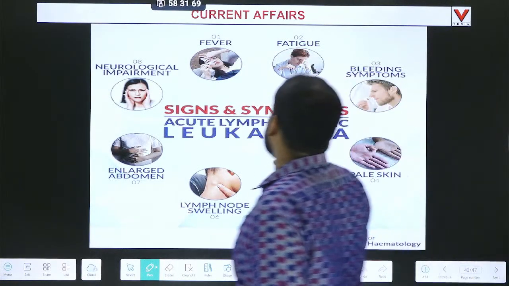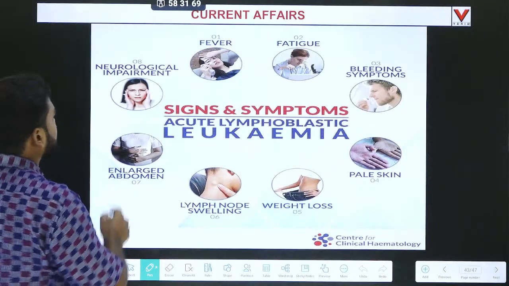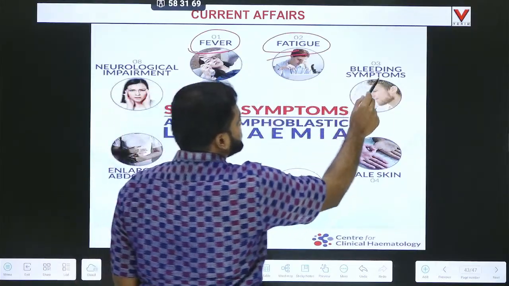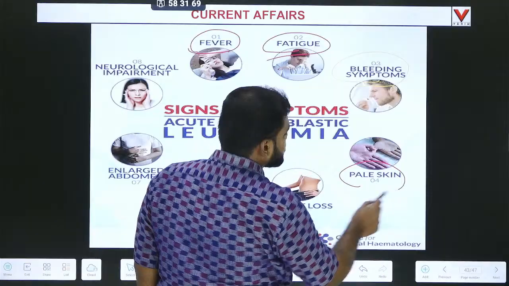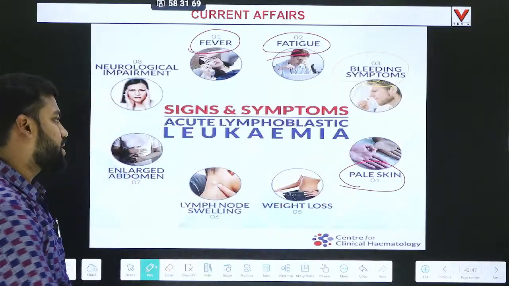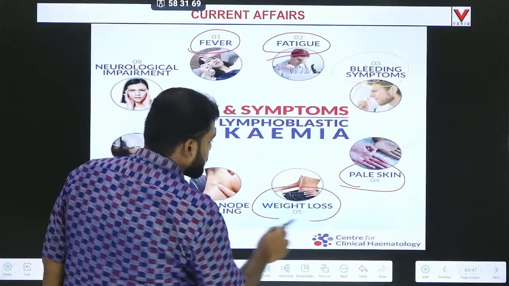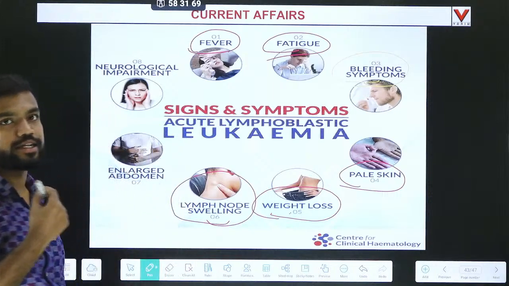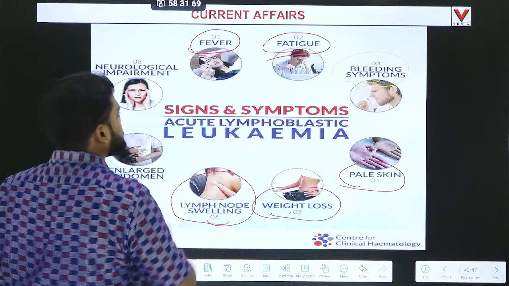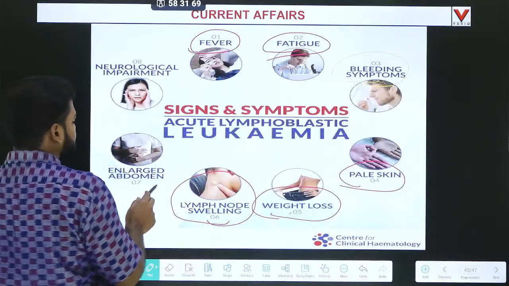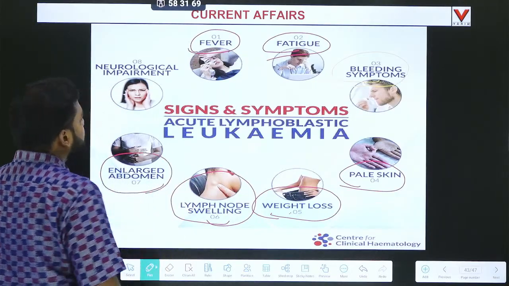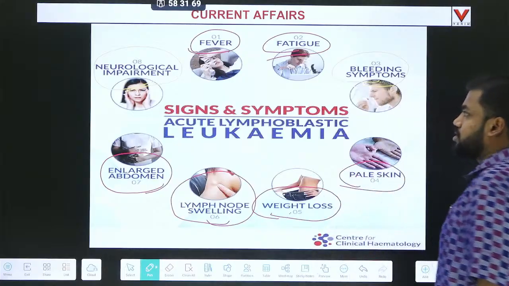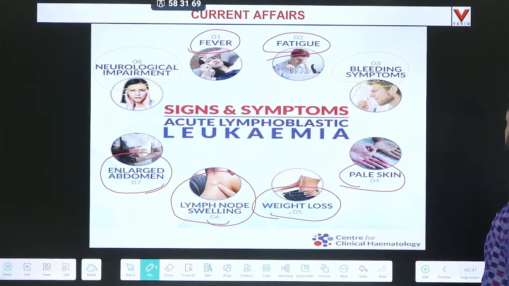See the images. Signs and symptoms of acute lymphocytic leukemia: fever, the children will develop fatigue, bleeding symptoms, pale skin, your skin will become yellowish like that, weight loss, which is significant. Lymph node swelling, if you develop any lymph node enlargement around your body, this can be a sign of acute lymphoblastic leukemia. Enlarged abdomen, and neurological impairment. These are the possible symptoms or signs of acute lymphoblastic leukemia.